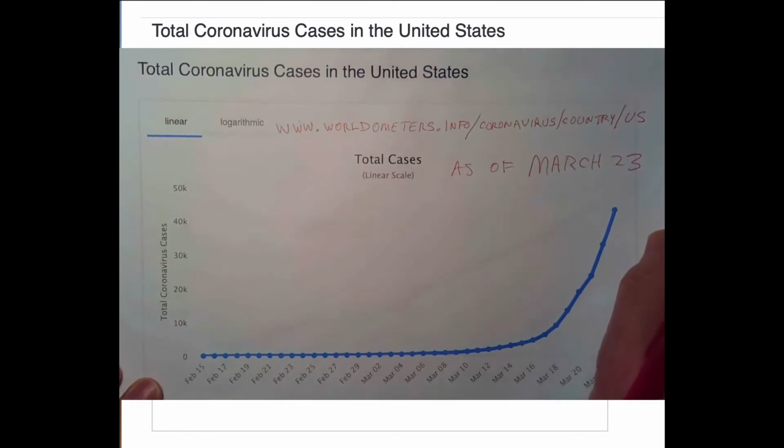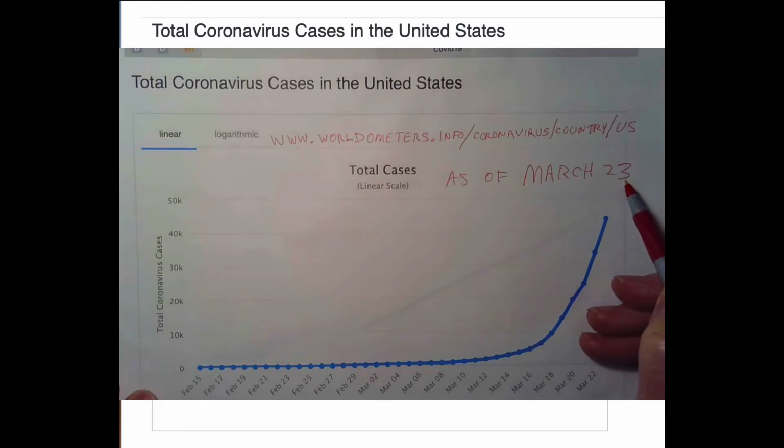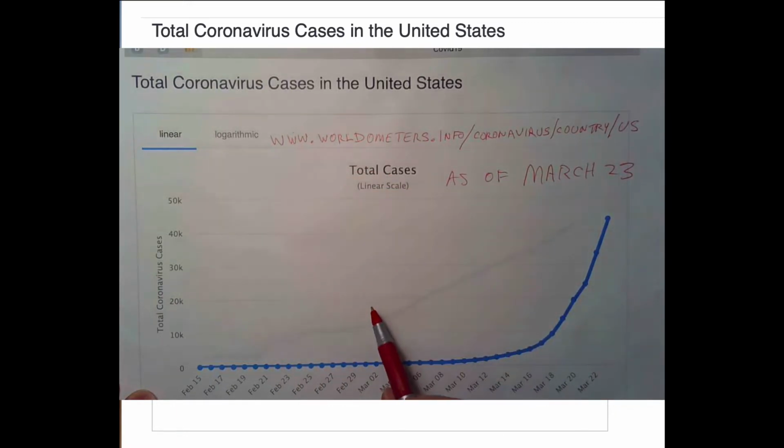Anyway, here's some interesting stuff, which maybe gives you a little bit of hope. This is the website I mentioned to some of you, worldometers.info, coronavirus country/US. This is total coronavirus cases in the United States as of a week ago, March 23rd. Today is April 2nd. So this is a week ago.